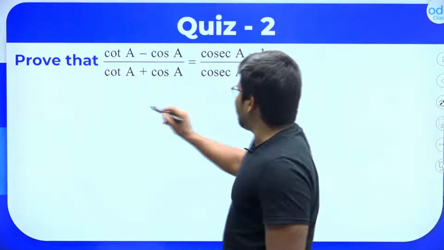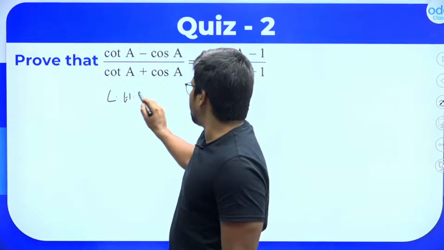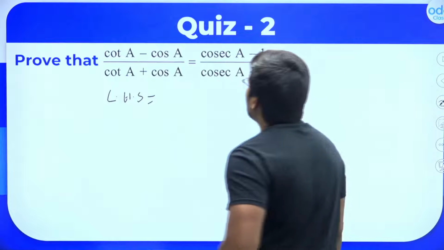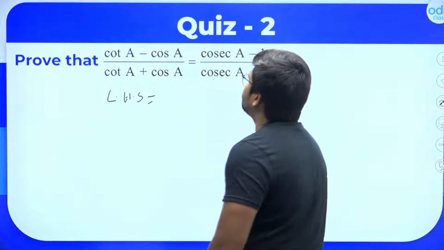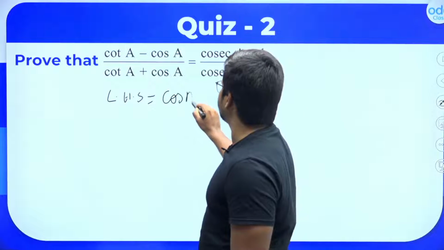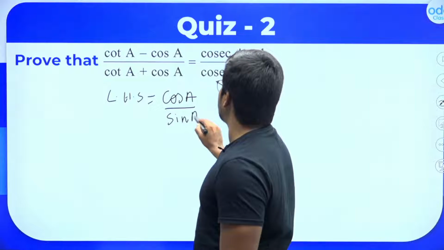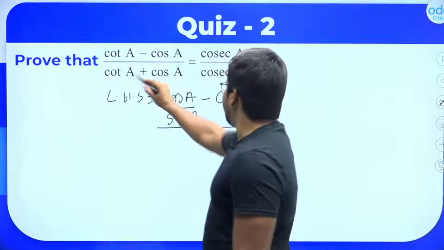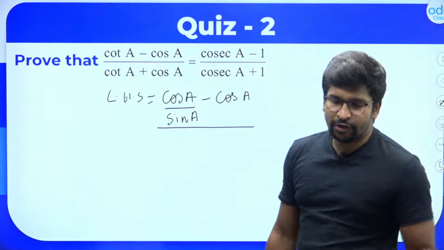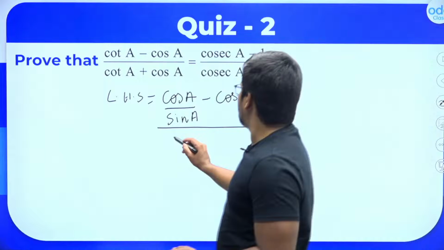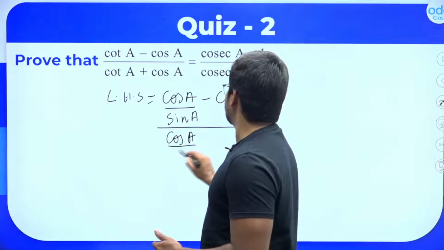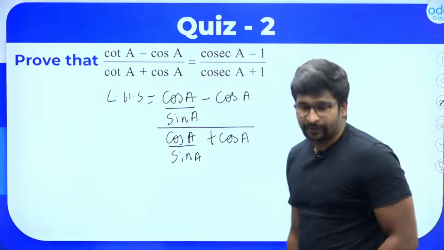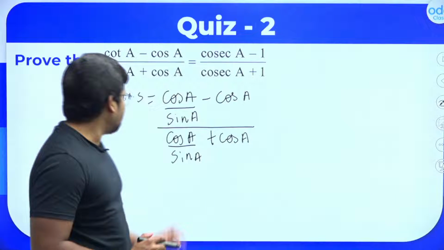Alright. So when we take the LHS here, LHS is (cot A minus cos A) divided by (cot A plus cos A), right? You know that cot A can be written as cos A by sin A. So cot A is cos A by sin A minus cos A, whole divided by, again this cot A you can write the same way, as cos A by sin A plus cos A. Yes or no? There is no objection to this, right?